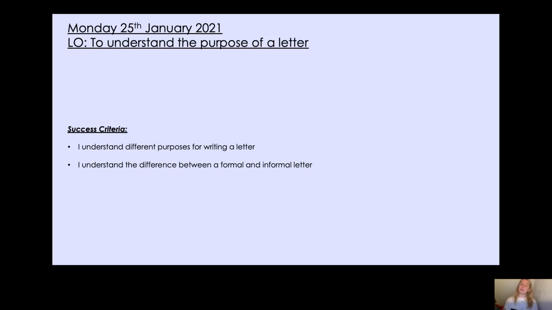Now, I said in our last lesson on Friday that we'd be starting a new English unit today. I wonder what our new English unit will be about. Have you got any ideas? Well, let's have a look at what we're going to be learning about today.